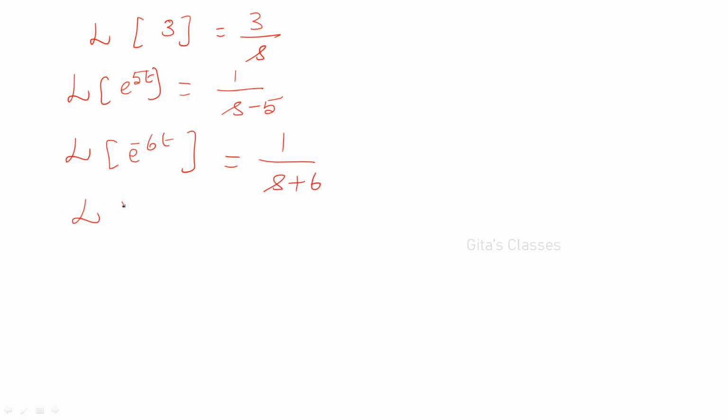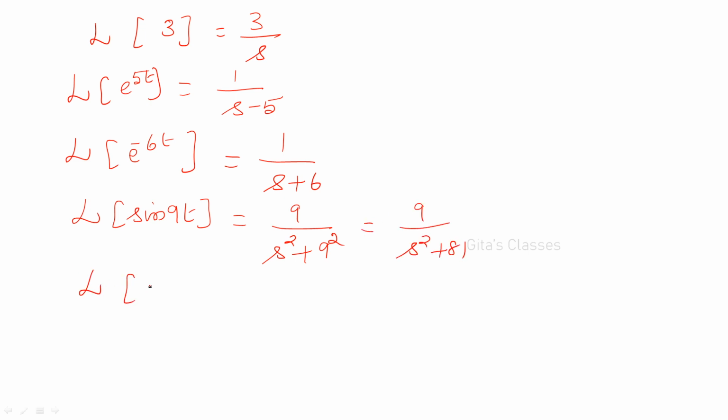L of sin 9t is equal to what? a by s squared plus a squared. Here a value is 9. So 9 by s squared plus 9 squared, that is 9 by s squared plus 81. Then L of cos 6t is equal to s by s squared plus a squared. Here a is 6, so 6 squared. So s by s squared plus 36.